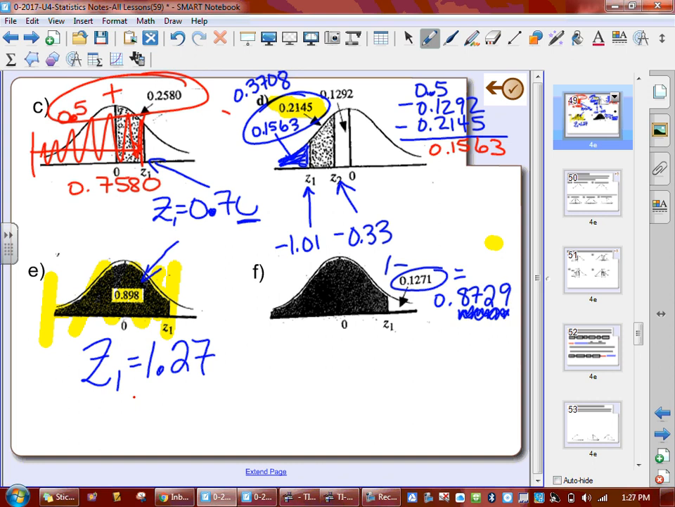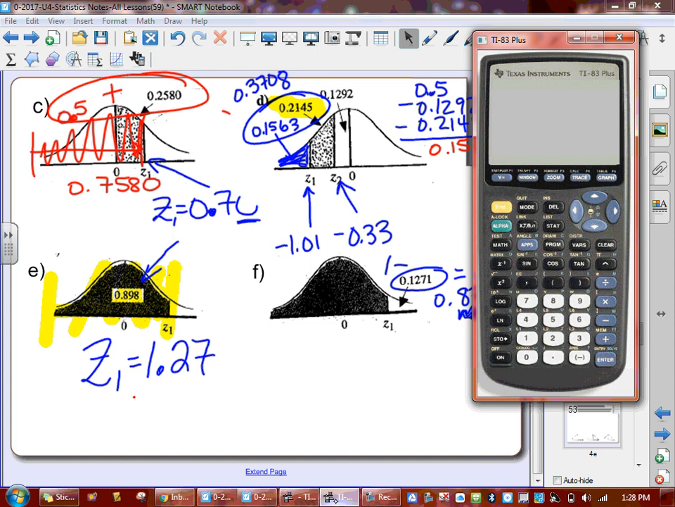So let's put it in our calculator and make sure. So we're going to go second bars, number 3, and we're putting in 0.8729, comma 0, comma 1. Enter.